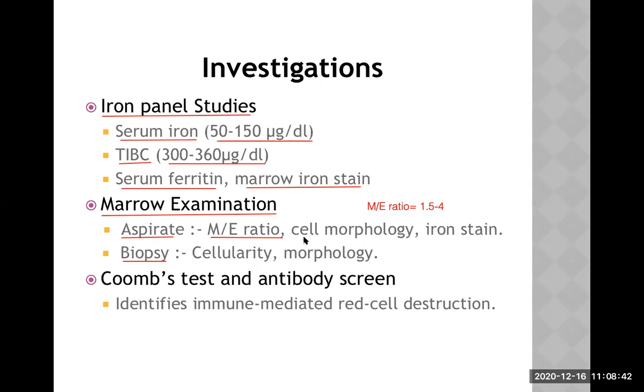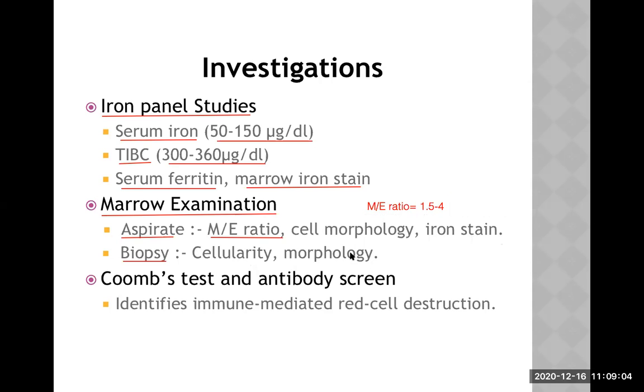We check for morphology, or cell morphology, inside the bone marrow, and we do iron staining of the bone marrow. This iron staining is one of the investigations of iron deficiency anemia. And iron stain is done by Prussian blue stain. Okay, Prussian blue stain.